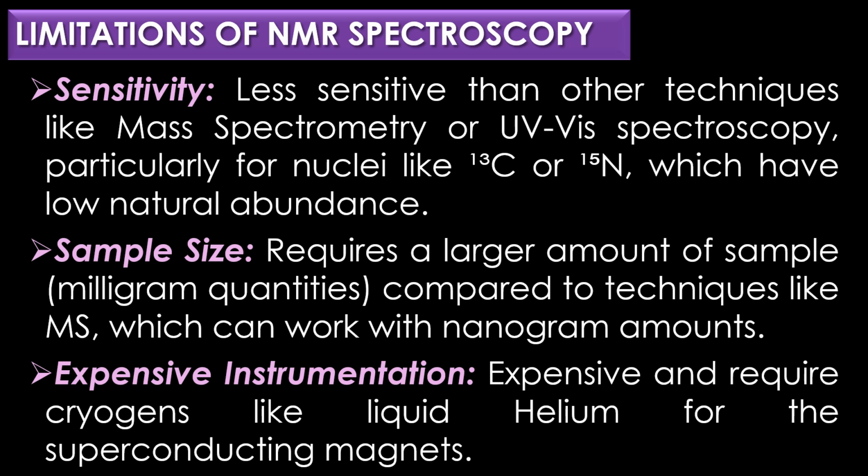The second limitation is sample size. NMR typically requires a large amount of sample, particularly in milligram quantities, compared to techniques like mass spectrometry, which can work with nanogram amounts. The third limitation is expensive instrumentation. High field NMR spectrometers are expensive and require cryogens like liquid helium for the superconducting magnets.